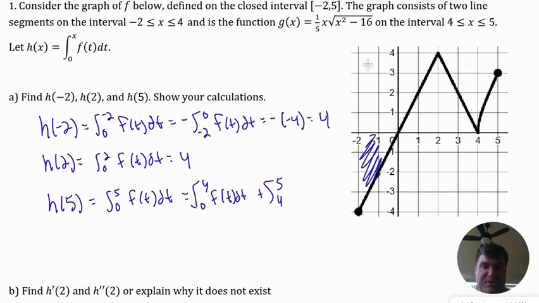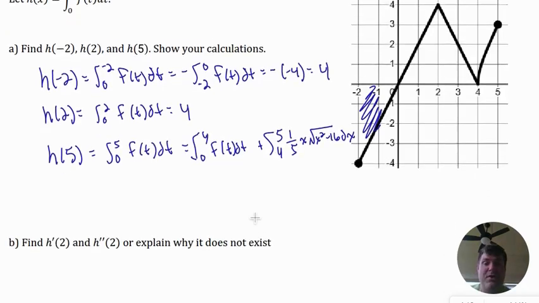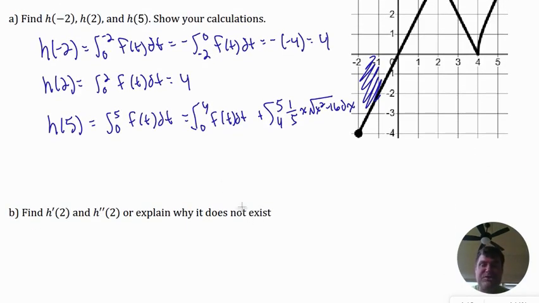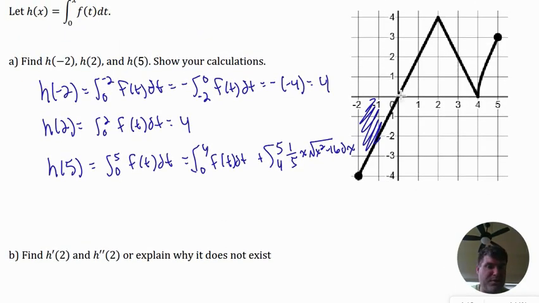So I'm going to actually just copy down this 1/5 x square root of x squared minus 16 dx, because those are mathematically equivalent, so I'm going to write that down. So when I do this, the first part is super simple here. It's going to be a triangle where I've got a base of 4, height of 4, so it's going to be 4 times 4 times 1/2. That's going to give me an 8. So this first part's 8. I'm going to leave it.